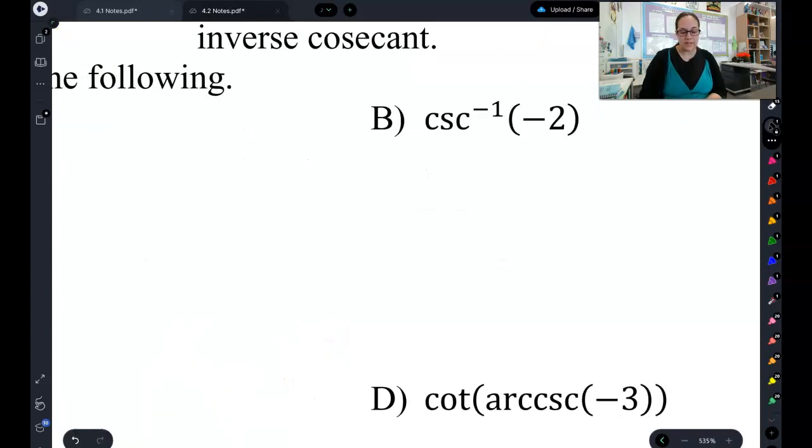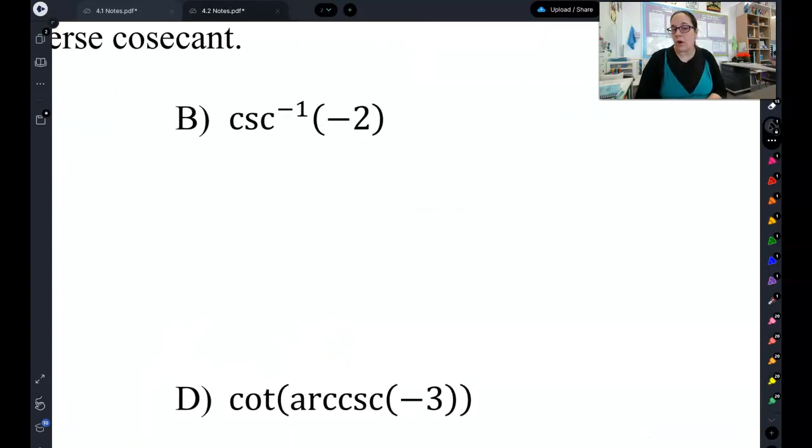So having done an example like that, I want you to try the arccosecant example. Rewrite it, find it on the unit circle, restrict the domain, and then write your actual answer. Pause the video and try that out now.